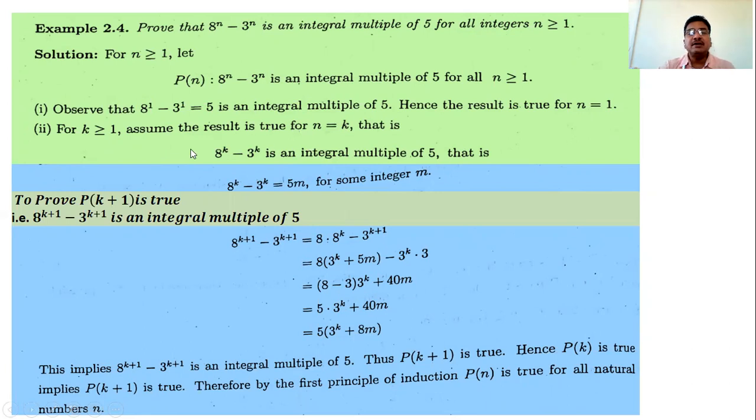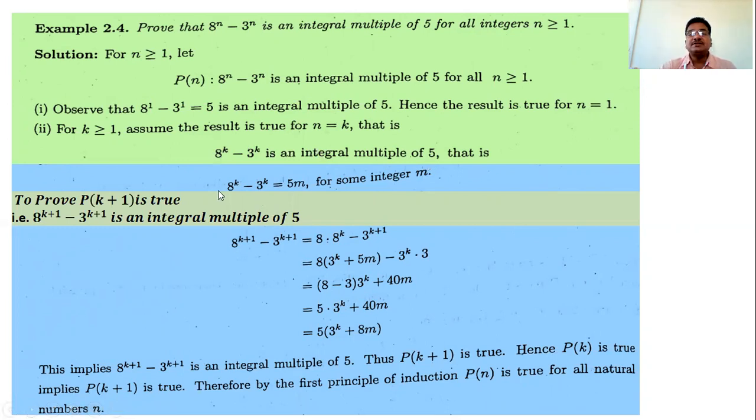So what is your assumption? We assume that the result is true for n is equal to k, that is, 8 raised to k minus 3 raised to k is an integral multiple of 5, and that means 8 raised to k minus 3 raised to k is expressed as 5 into some integer. Take the notation as m. Because this is our assumption, this is called the induction hypothesis. What is your assumption? That 8 raised to k minus 3 raised to k is an integral multiple of 5, meaning it is a multiple of 5.